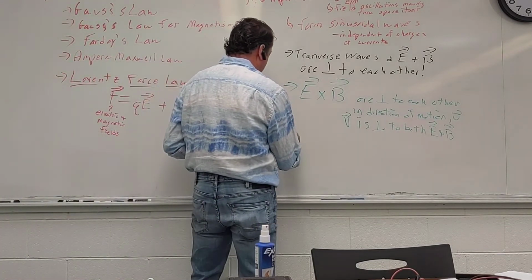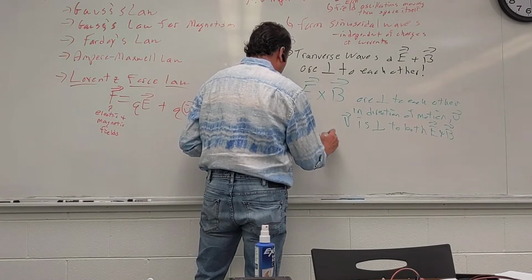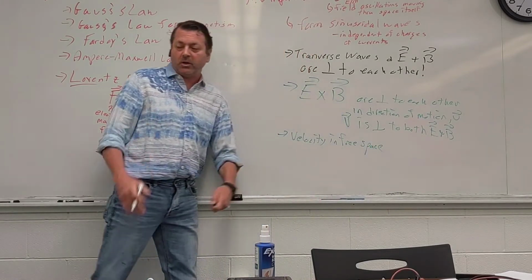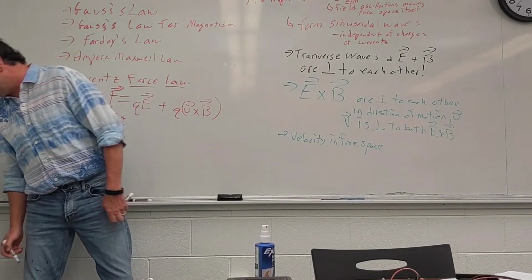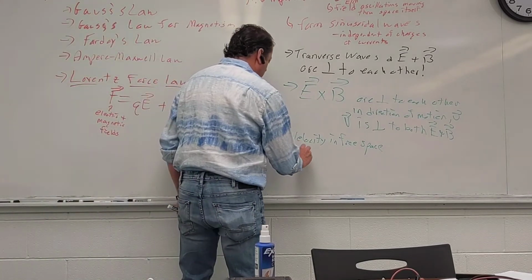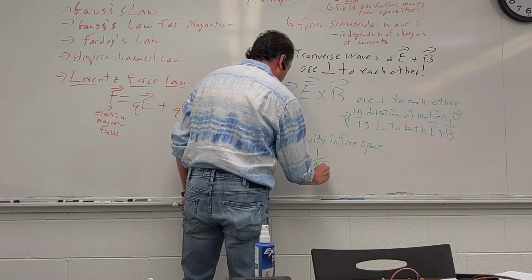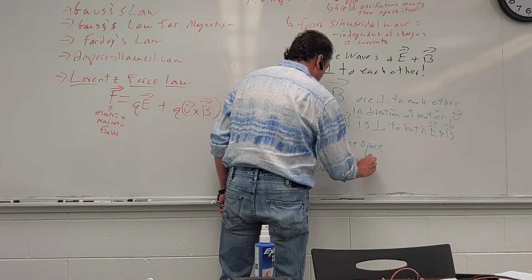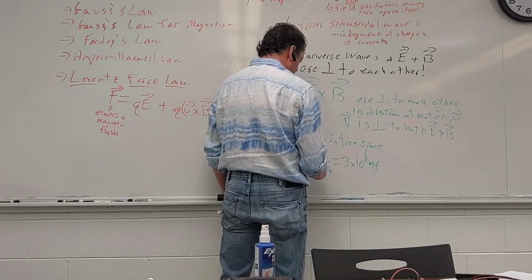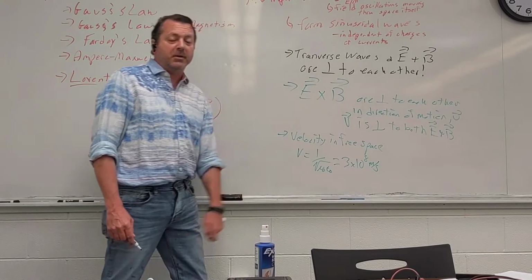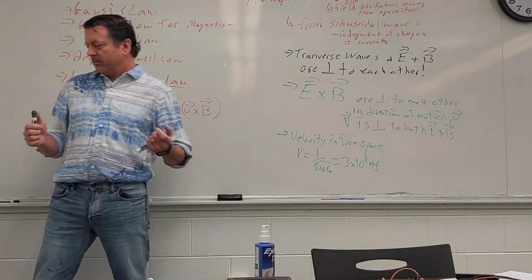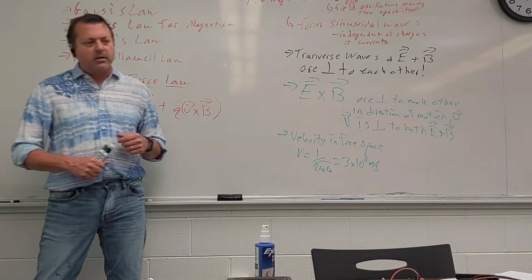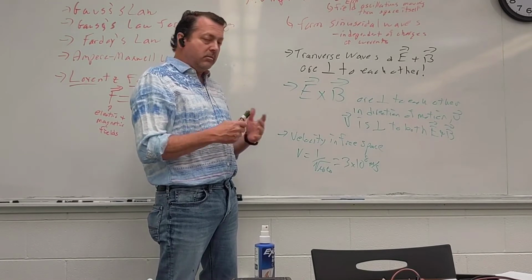And then the velocity in free space, in a vacuum, which we talked a little bit about the other day, is equal to 1 over the square root of mu naught epsilon naught, and that's 3 times 10 to the 8 meters per second, which is, of course, the speed of light. And, of course, Einstein used this to help with special relativity.